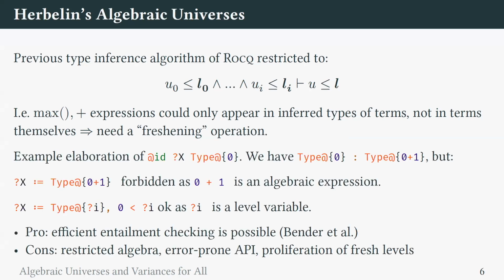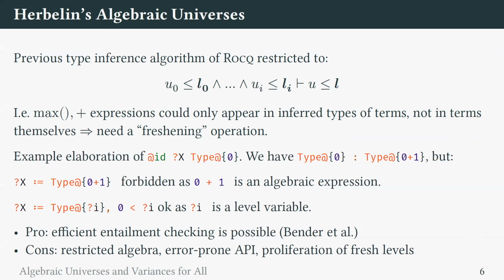A typical simple example: I type the identity function. I don't give the type of the carrier, but I just give the argument Type_0, which has type Type_1. But as this is an algebraic expression, I cannot put it back in the term, so I need to freshen it, introduce a new meta variable i, and a constraint that i is greater than 0, and this is a well-typed term now.